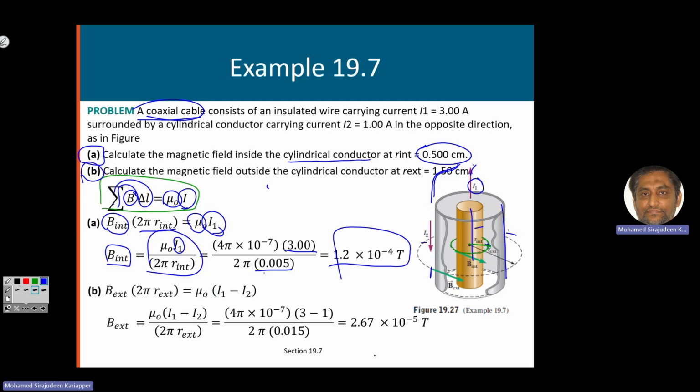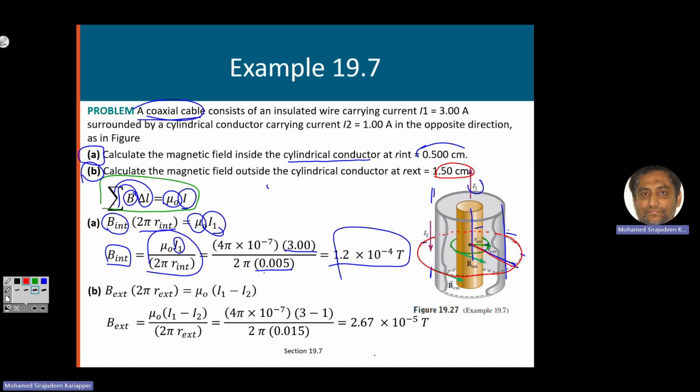Now calculate the magnetic field at a point which is outside the whole wire, something like this, which is 1.5 centimeter. It is greater than the radius of the whole coaxial cable. So then you need to get another circuital path. Let me use the red pen. Now the radius of this path is 1.5 centimeters. This circuital path is going to include both I1 and I2.